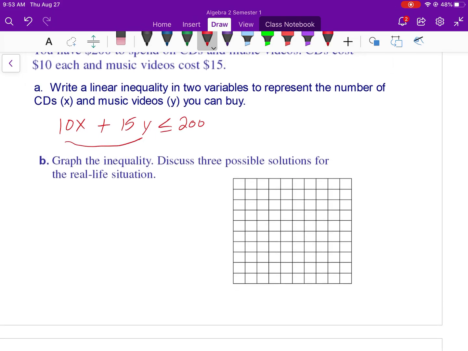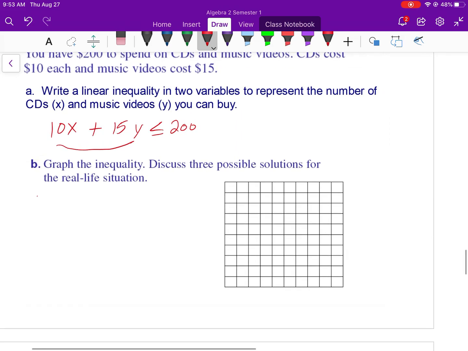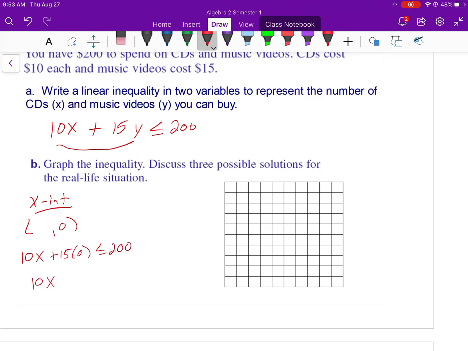So using that idea, now we're going to use that x-intercept and y-intercept idea again. For the x-intercept, we know that y-coordinate is 0, so we're going to say 10x plus 15 times 0 is less than or equal to 200. 10x is less than or equal to 200. Divide both sides by 10. So we get an x-intercept of (20, 0).